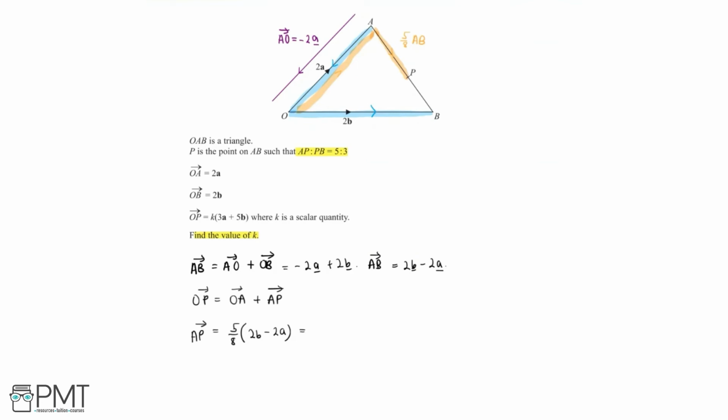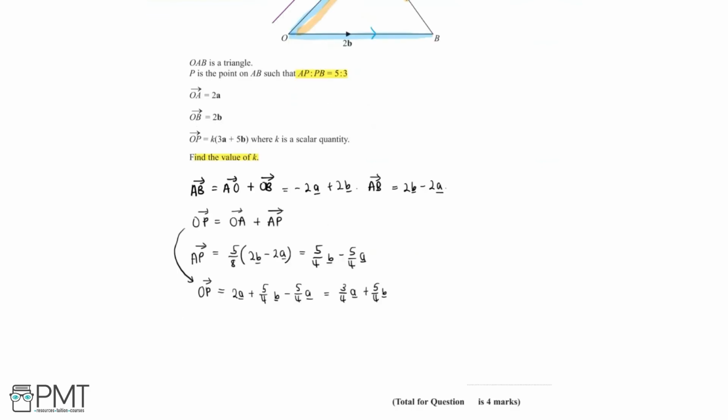And so expanding these brackets, we can say that the vector AP is equal to 5 over 4B minus 5 over 4A. So now going back to vector OP, OP is equal to OA plus AP. The vector OA is equal to 2A plus the vector AP, so plus 5 over 4B minus 5 over 4A. And so simplifying this by collecting like terms, we can say that the vector OP is equal to 3 over 4A plus 5 over 4B.